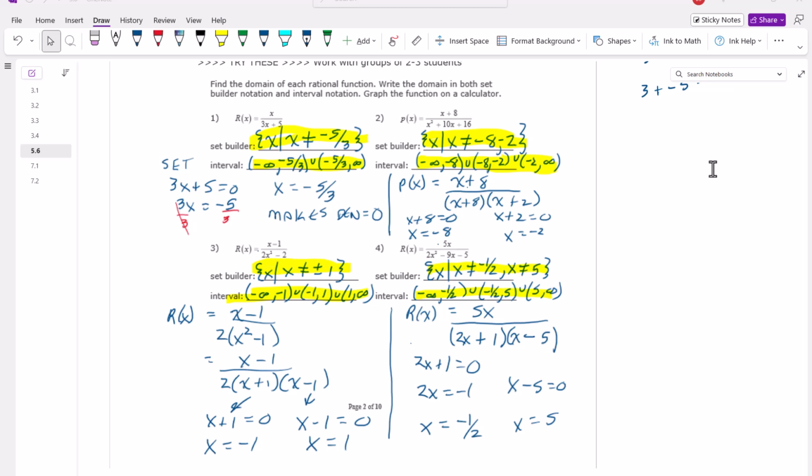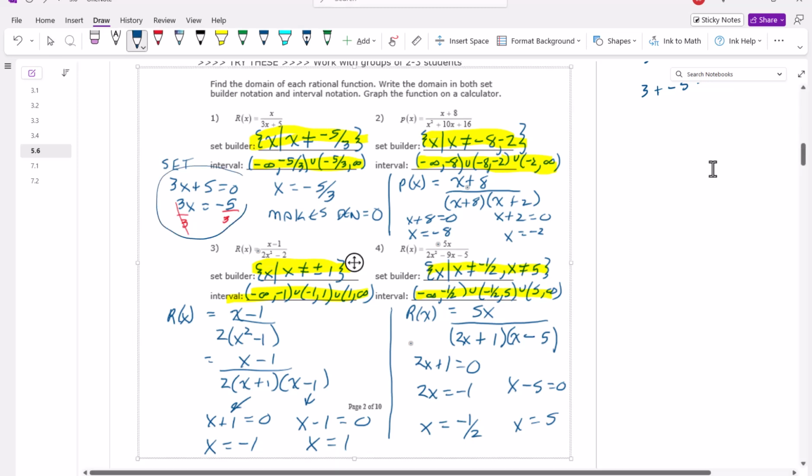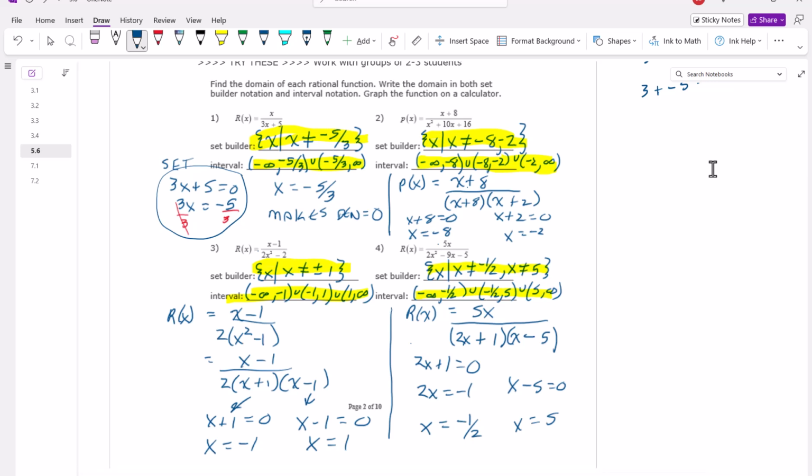All right, so first one, you just set the denominator equal to 0. That results in negative 5/3. So you can see how I wrote the set builder and interval notation. Second one was the same thing. I factored that denominator. You had to have factored that correctly, and that would give you negative 8 and negative 2. So it's all real numbers except negative 8 and negative 2.